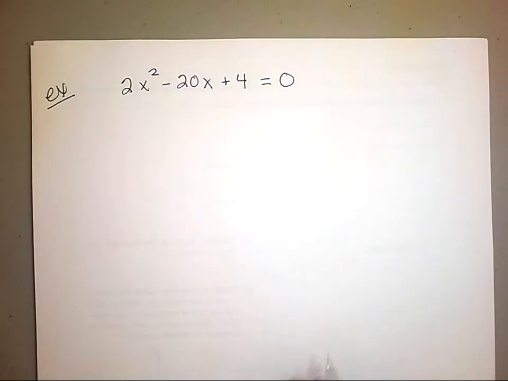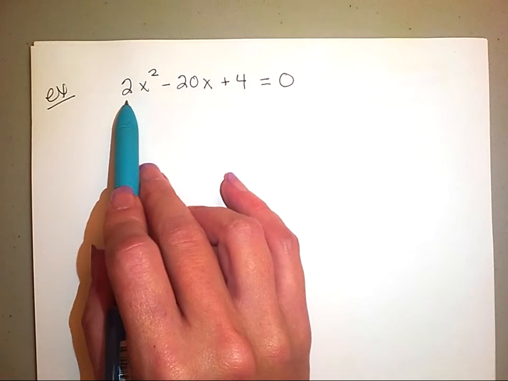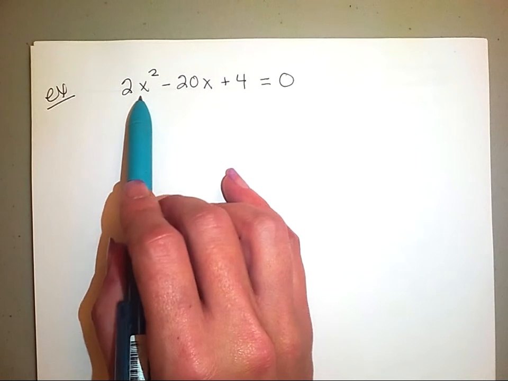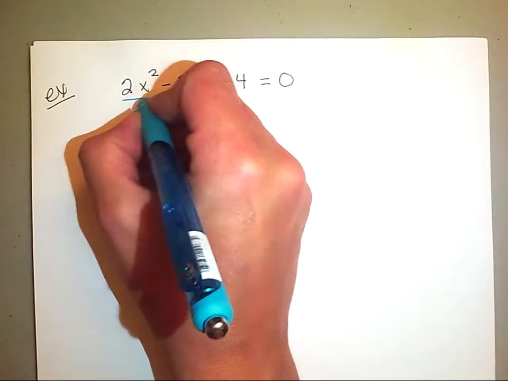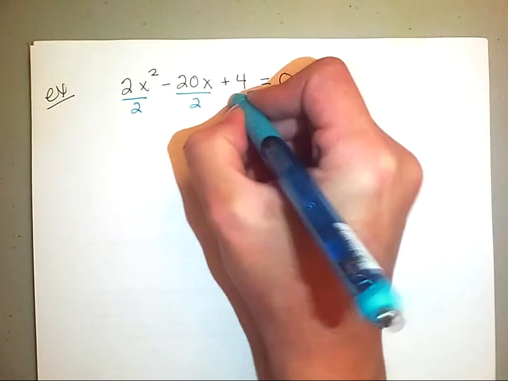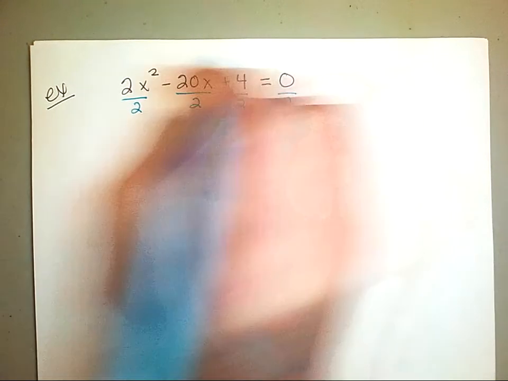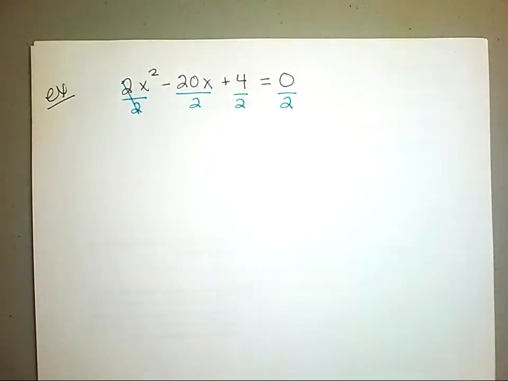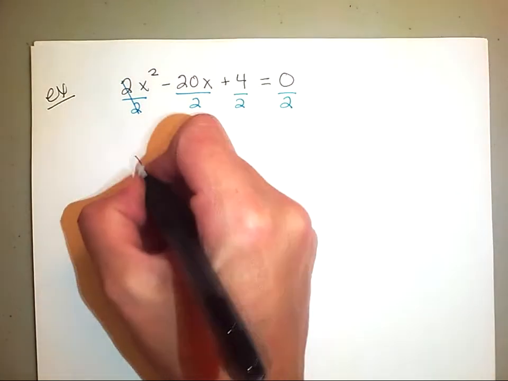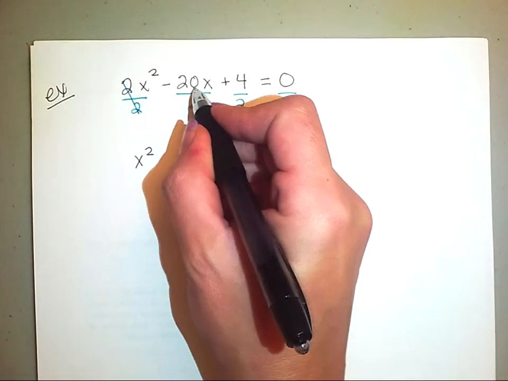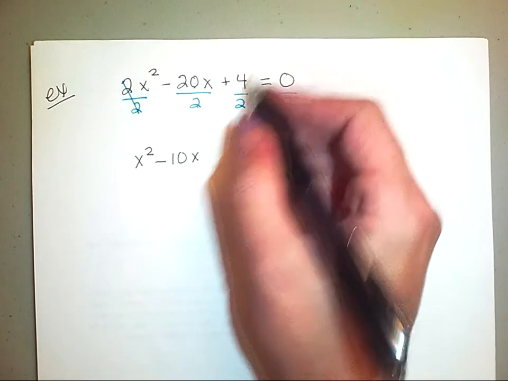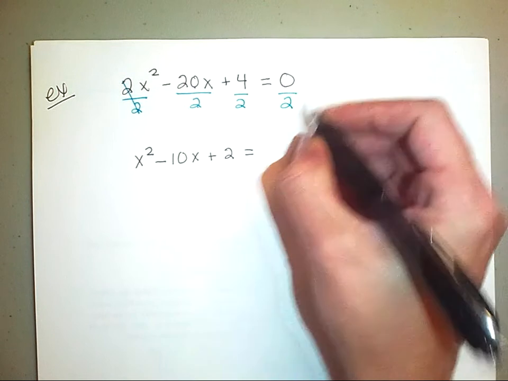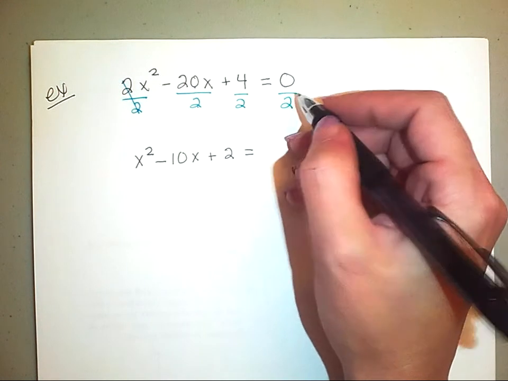Now to complete the square, the first thing we have to have is that the coefficient a, which is on x squared, must be 1. And it's not 1. But we can change that, that's all right. All of these are divisible by 2, so we'll just divide everything by 2. The 2's will cancel here, and we'll be left with x squared. Then 2 goes into 20, negative 10x. And 2 goes into 4 2 times. And 0 divided by anything but 0 is 0.